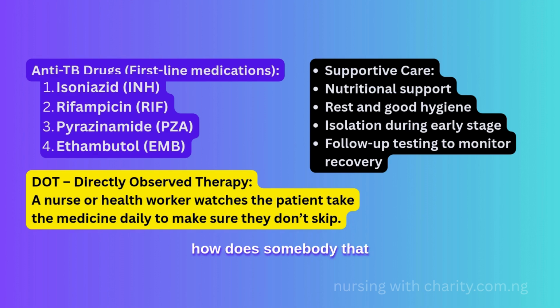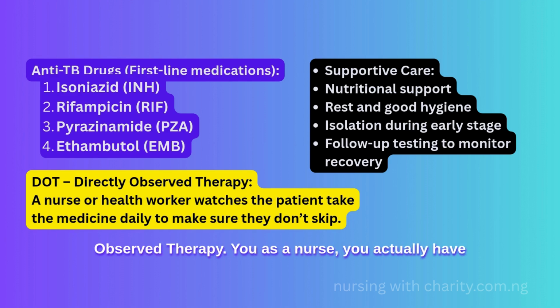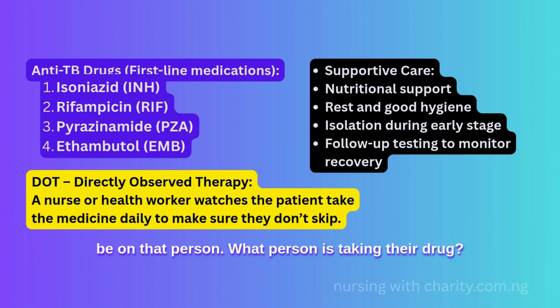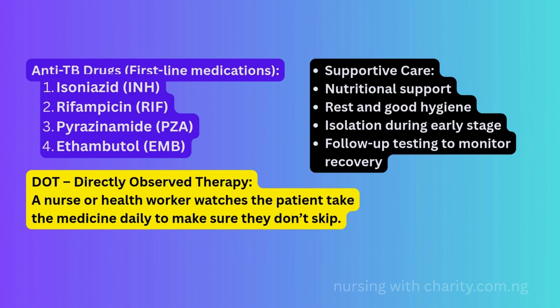So how does somebody that is a TB patient take their drugs? This person actually has to take their drug under the eyes of a nurse or a healthcare provider or a healthcare worker, I mean. That is DOT, directly observed therapy. You as a nurse, you actually have to watch the patient take this medicine, and they should not skip it for not even a day. The person has to be watched like an owl. Your eyes should be on that person while the person is taking their drugs.